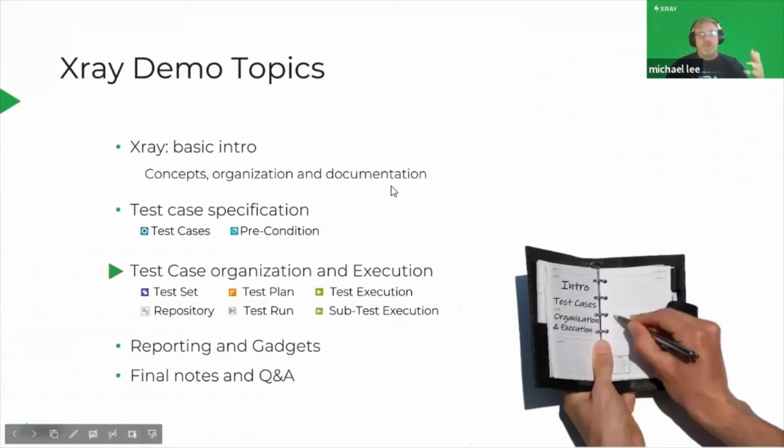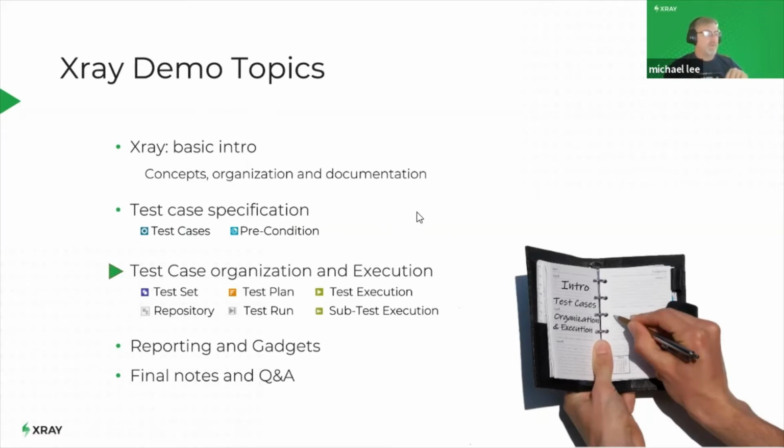So now we've created these 3 tests. We have the automated test, the BDD Gherkin Cucumber test, and the manual test, and they're all in there. They're all linked to the story. But now we're asking, how do we organize and then execute these tests, which is where we're going next.